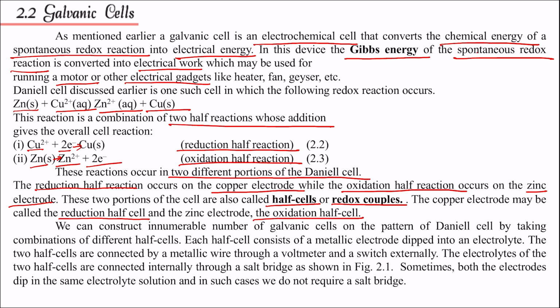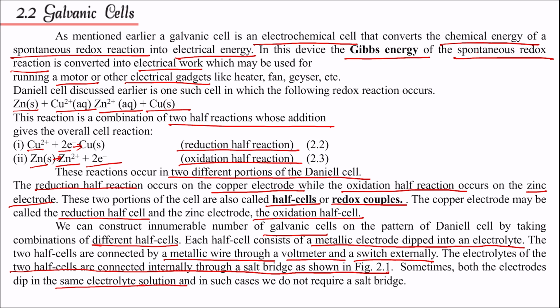We can construct innumerable number of galvanic cells on the pattern of Daniell cell by taking combination of different half cells. Each half cell consists of metallic electrode dipped into electrolyte. The two half cells are connected by metallic wire through a voltmeter and a switch externally. The electrolytes of the two half cells are connected internally through a salt bridge. Sometimes both the electrodes dip in the same electrolyte solution, and in such cases we do not require a salt bridge. So zinc dipped in zinc sulfate solution is one of the half cells, and copper dipped in copper sulfate solution is another half cell.